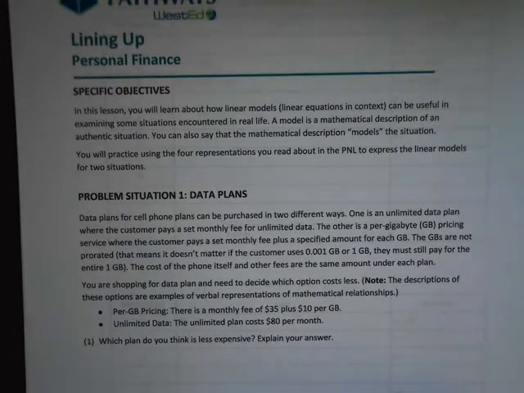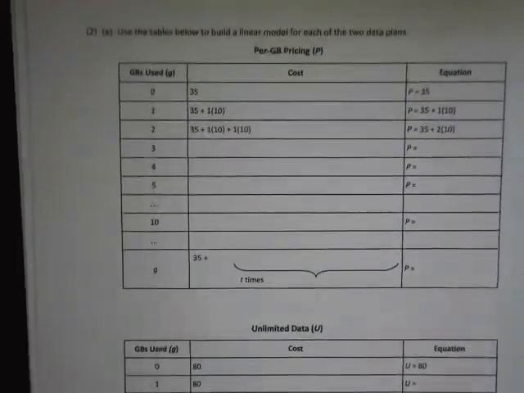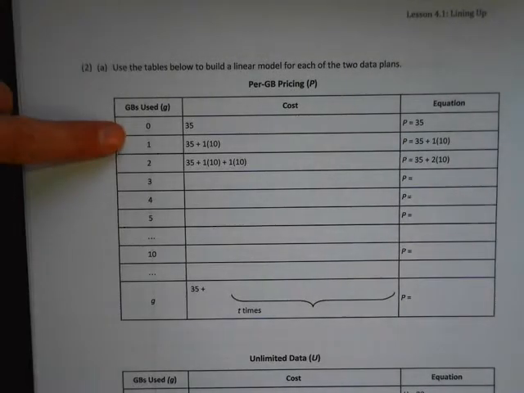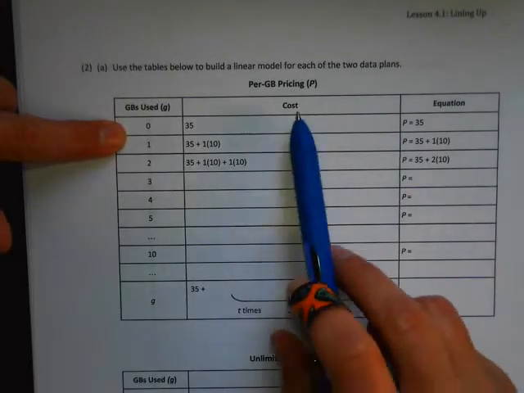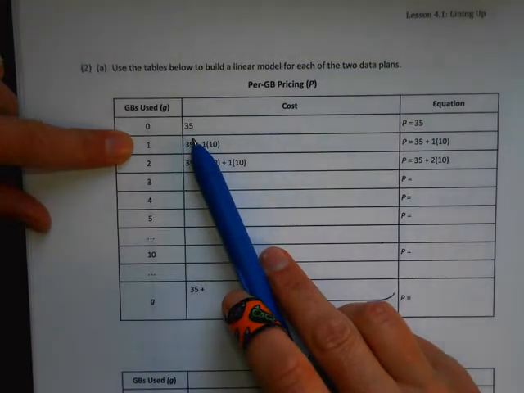So the next page does a pricing outline, okay? This is the price per gigabyte. Let's just say you don't turn your phone on at all, you didn't use any data whatsoever, so 0 gigabytes used, you're going to be paying that $35.